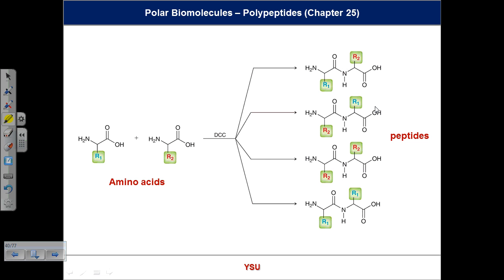Now, here's the problem. If you're interested in this stuff, take another division class, one of the organic classes. This is the problem we have as organic chemists trying to mimic nature. We're trying to make peptides, small molecules that might have some biological function, like insulin, right? Insulin is a polypeptide. We can make it.